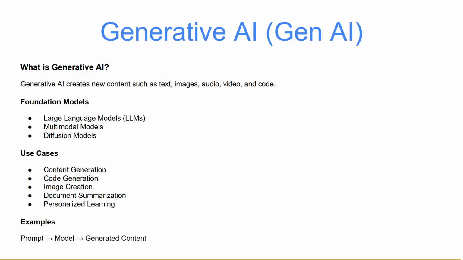But generative AI is mostly reactive. It responds to prompts. What if AI could act on its own, right? Simply, generative AI creates new content like text, image, audio, and video, and it is based on foundation models. Those foundation models are large language models, multi-modal, and diffusion models. The use cases are content generation, code generation, image generation, document summarization, and personalized learning, right? In generative AI we give the prompt to the model, and the model generates the content. That's why it's called reactive nature. If you give the prompt, it will react.